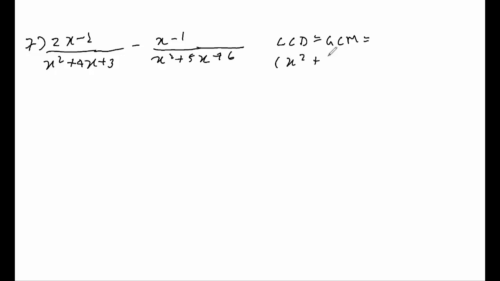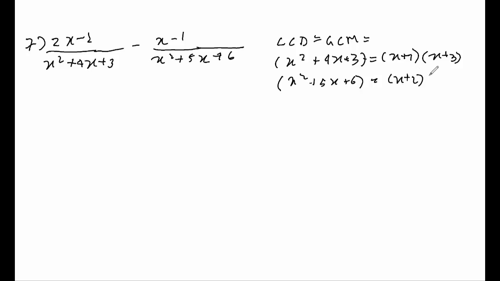2x squared plus 4x plus 3. And when we factor that, we get x plus 1 and x plus 3. And then for the other term, we have x squared plus 5x plus 6. And when we factor that, we get x plus 2 and x plus 3. So now we can look for what the lowest common denominator is.